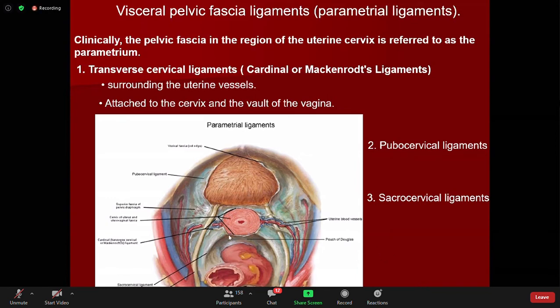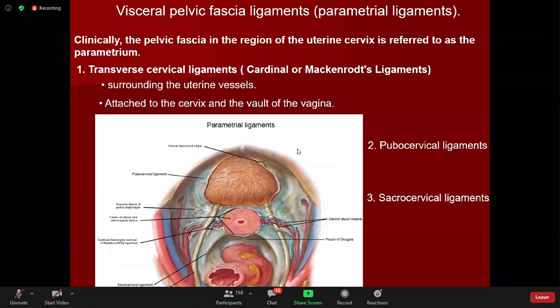Now, why is this very important clinically? Not only because it supports the uterus, but also because it contains the uterine blood vessels. So the first thing you do when you want to remove an organ, what do you do? Ligate blood vessels so they don't bleed. So if you were to remove the uterus, you have to ligate the uterine arteries, right? So where do you look for the uterine arteries? They are hidden in the transverse cervical ligament.